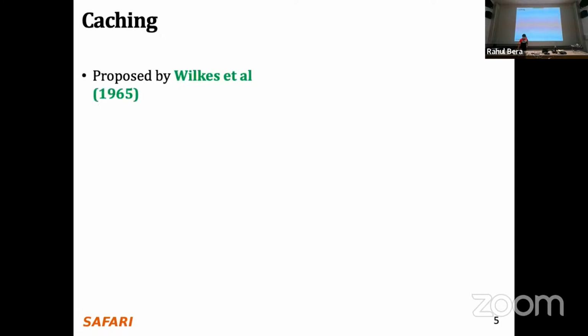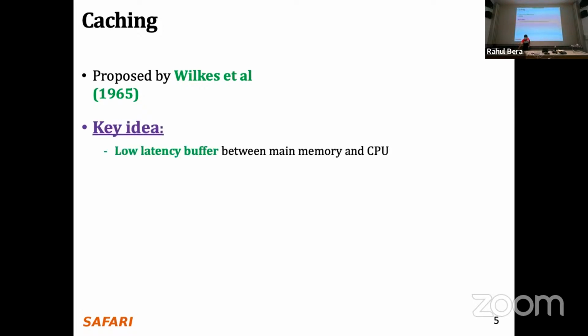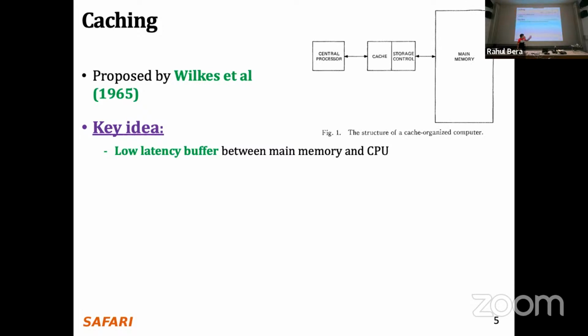So, caching. We are quite familiar with this, but we'll still go over it a little bit. Caches were proposed by Wilkes in his 1965 paper on slave memory. The key idea of caches is to function as a low latency buffer between main memory and CPU. So this is what it looks like. It's a buffer between main memory and CPU, and it allows us to cache recently accessed memory locations.